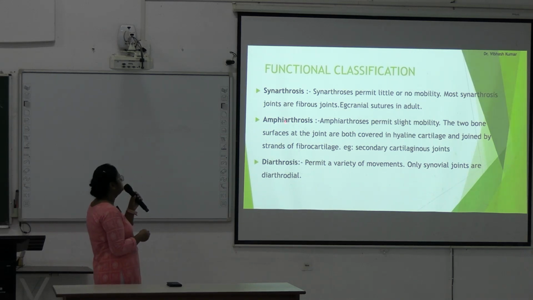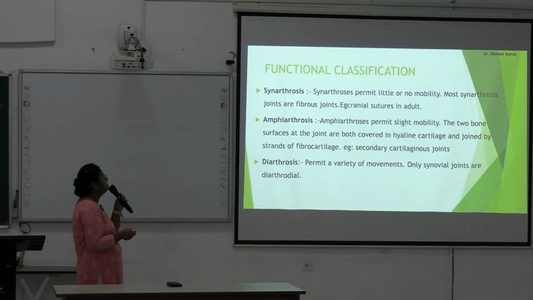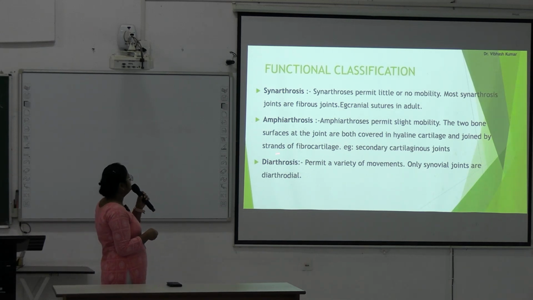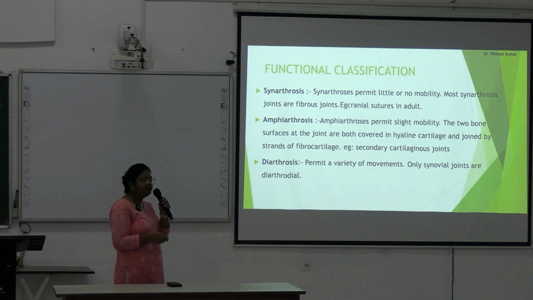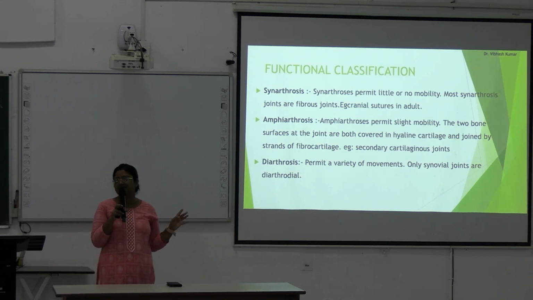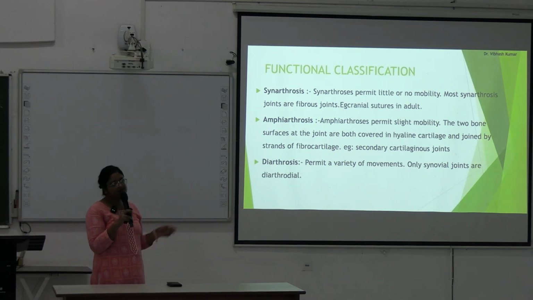Next is amphiarthrosis. Amphiarthrosis permit slight mobility, and the 2 bone surfaces at the joint are both covered with hyaline cartilage and joined by strands of fibrocartilage. Examples are the secondary cartilaginous joints: manubriosternal joint, intervertebral joint, symphysis pubis, like this.